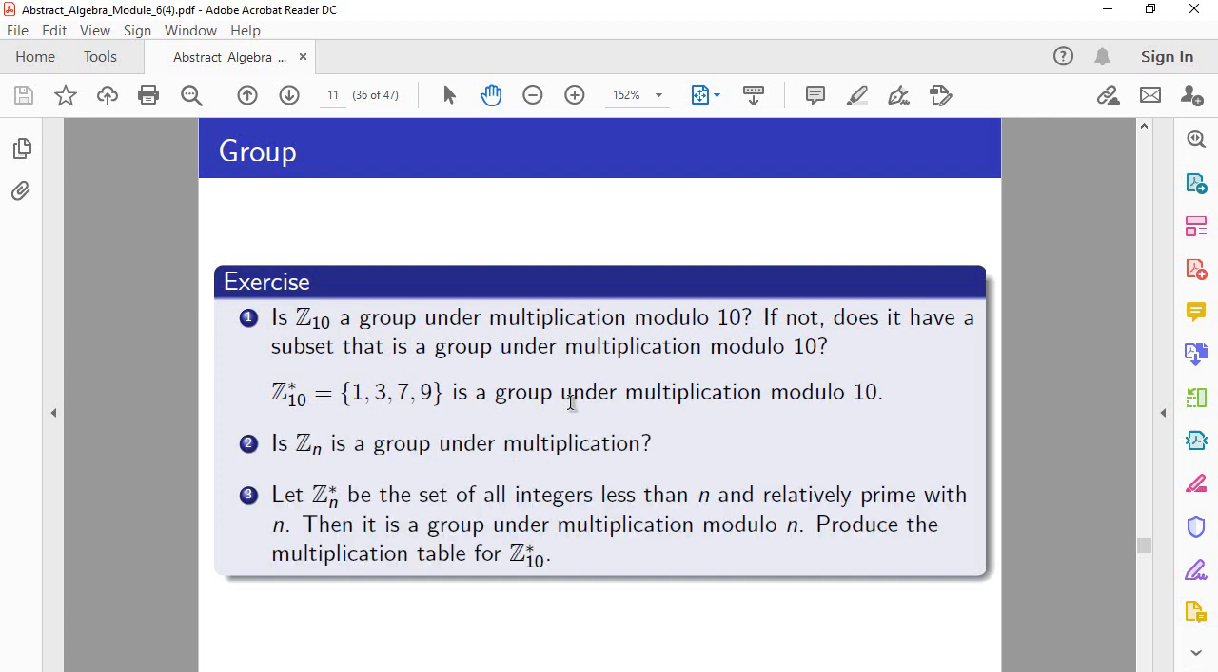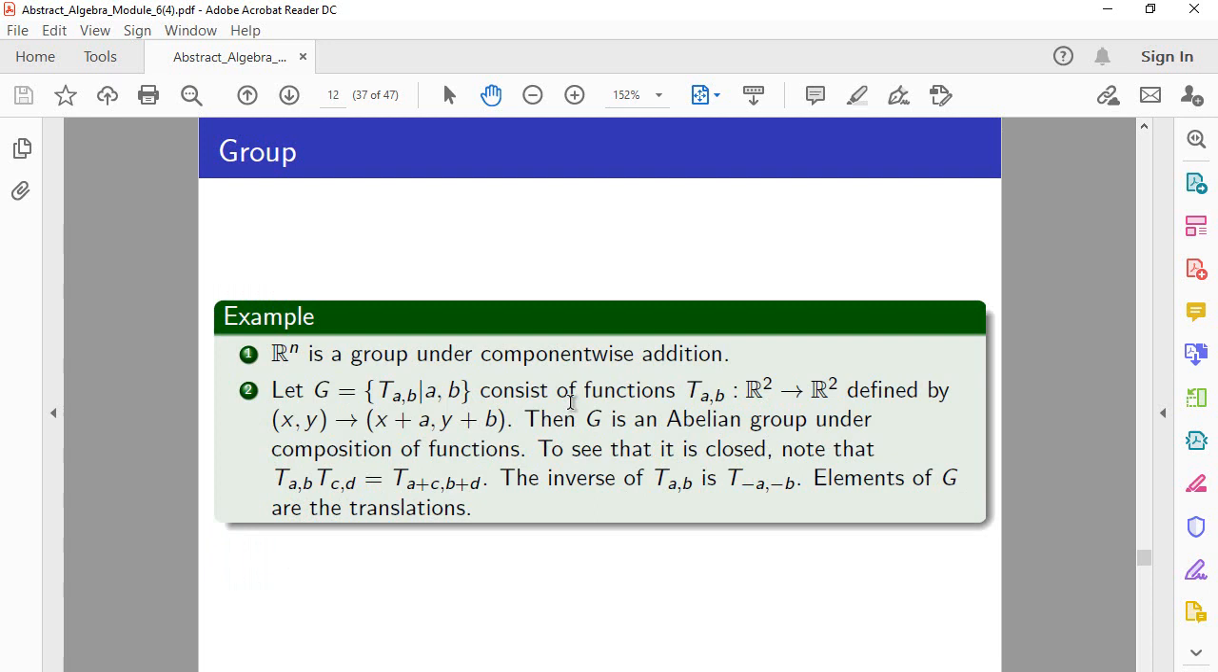There are a couple of other questions in this set of exercises, and I will let you figure those out. Here are two more examples.